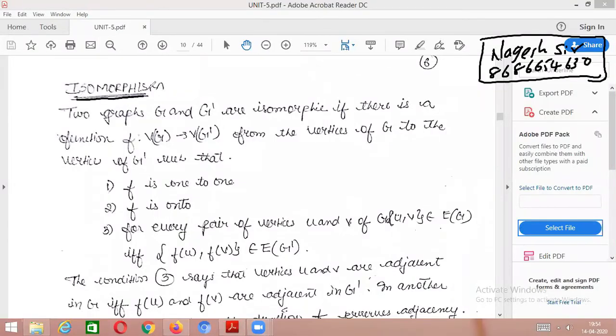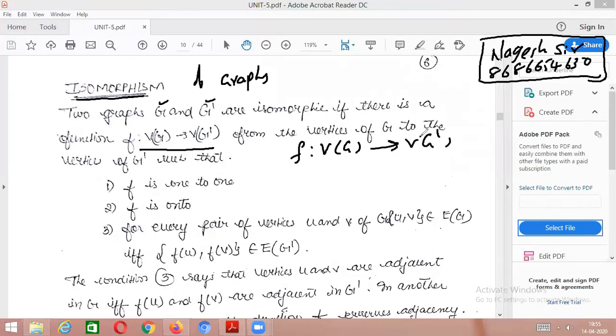Now we are going to discuss the isomorphism of graphs. So what does the isomorphism of graphs mean? First the definition: G and G dash are two graphs said to be isomorphic if we define a function f from the set of all vertices of G to the set of all vertices of the graph G dash, and that function satisfies three conditions: f is one-to-one, f is onto.